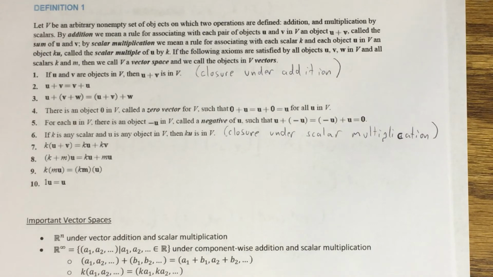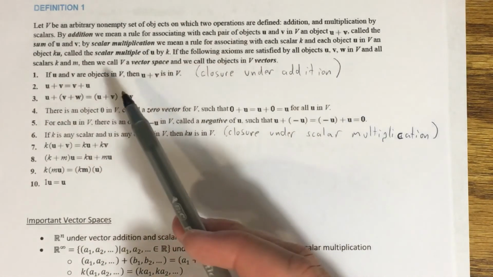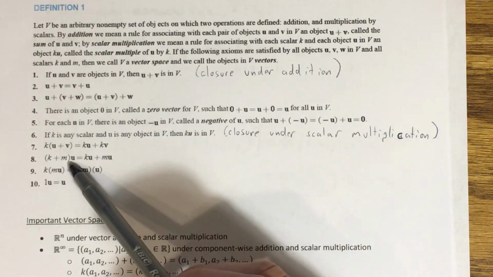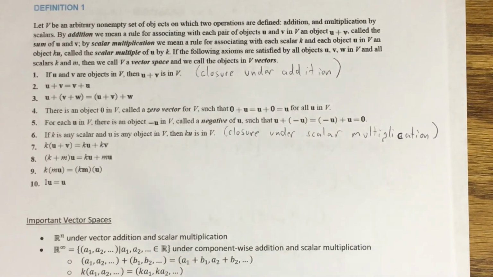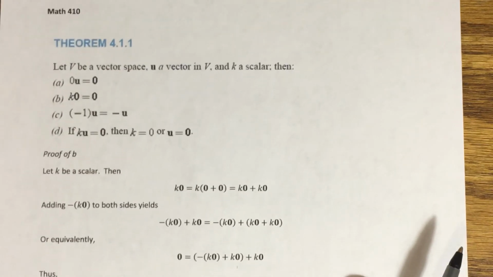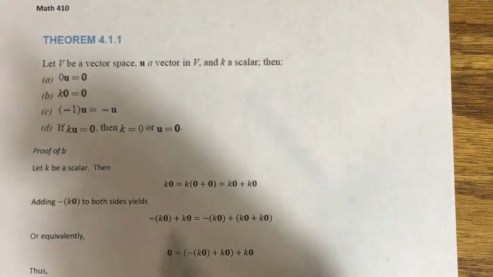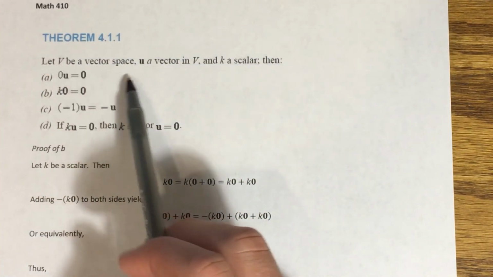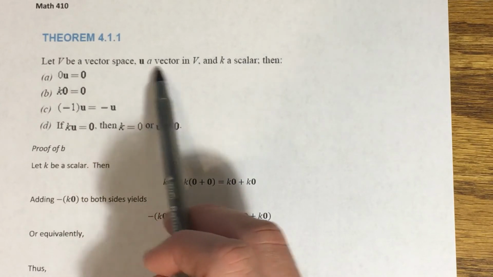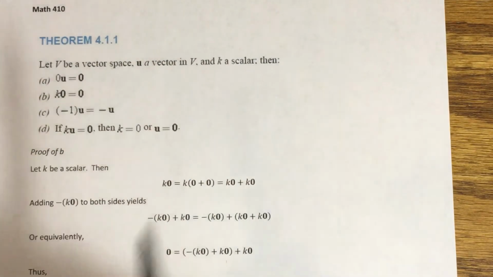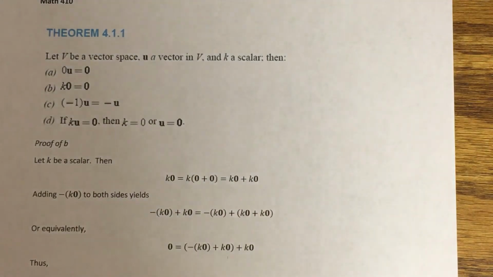So what's the benefit of generalizing then? Well, if we can prove general theorems about vector spaces without having to specify any particular vector space in that theorem, then the result will apply to everything that can be called a vector space. Okay? And this theorem right here is one such theorem. So here, let's let V be a vector space. u is going to be a vector in V, and k is going to be a scalar. I have these 4 properties here.